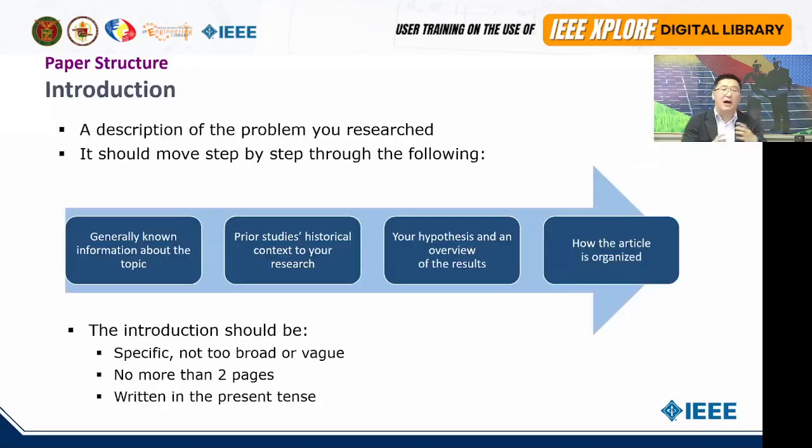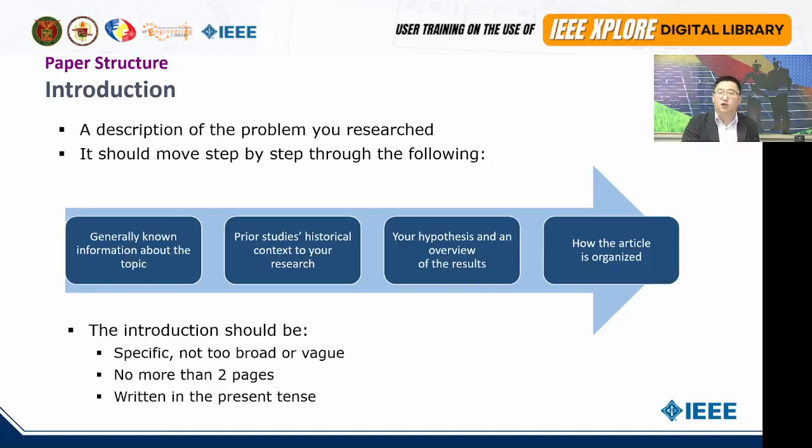Because if you are writing, for example, the introduction, you need to explain the prior known historical studies and the current research landscape. Please don't copy and paste. You need to paraphrase, you need to rewrite what other researchers have done, so that they provide the ladders, the steps to bring your readers to your research hypothesis, where you explain how you solve the problem, what research result you are getting, and how your paper is structured.